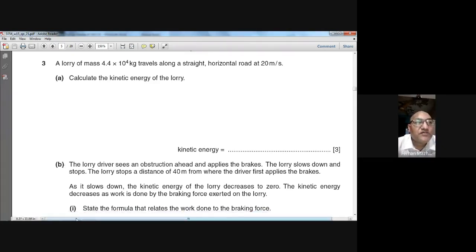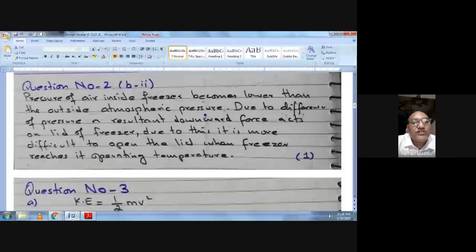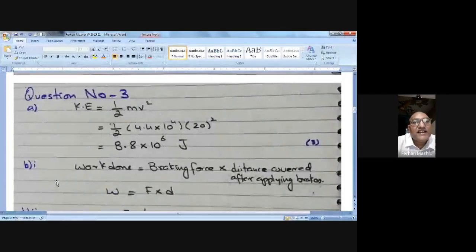I have done this on paper. Let me show you my work also. So question number 3A is on your screen. You can see it clearly. Kinetic energy is equal to 1/2 mv², and the mass is 4.4 × 10^4 kg, and the speed is 20 meters per second. But I have to write the square also, because in the formula there is a square on the velocity. So the answer will be 8.8 × 10^6 joules. It's a 3 marks numerical. It's easy. I hope you have understood it.